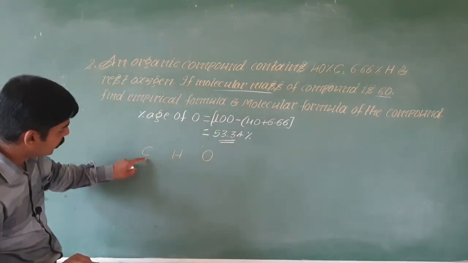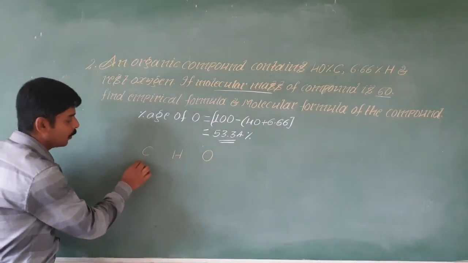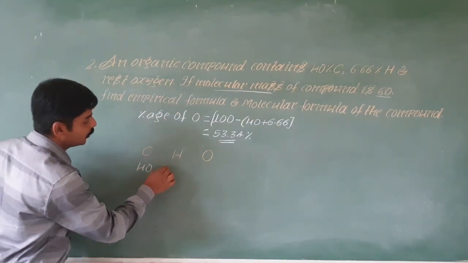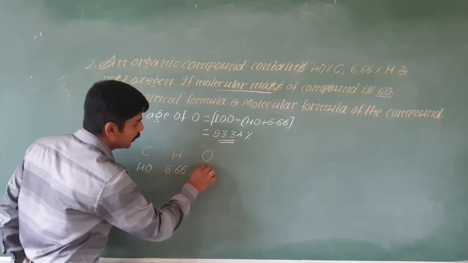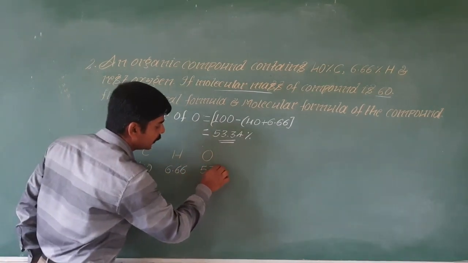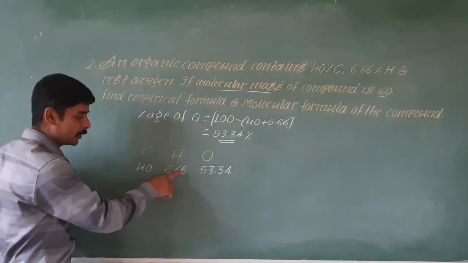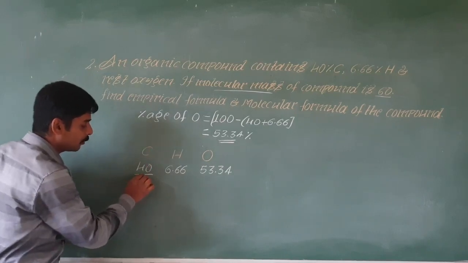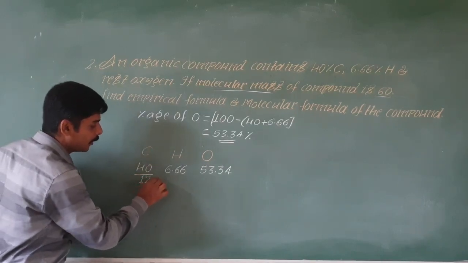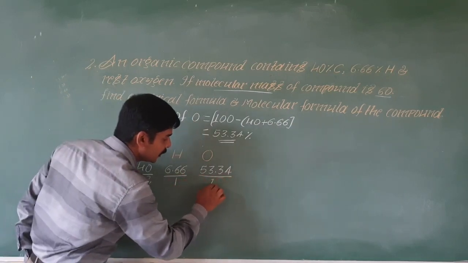Now write the symbol of all these elements: carbon, hydrogen, oxygen. Next write the percentage of each of the elements below it. Carbon is 40%, hydrogen is 6.66% and oxygen is 53.34. Next step is you have to divide this percentage by its atomic mass. Atomic mass of carbon is 12, hydrogen is 1, oxygen is 16.